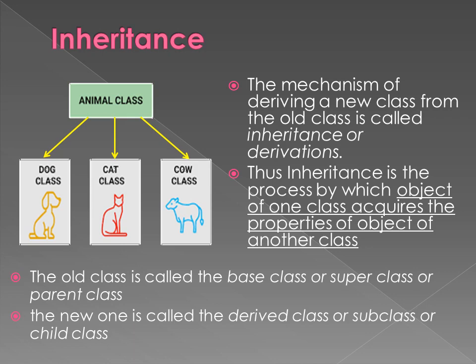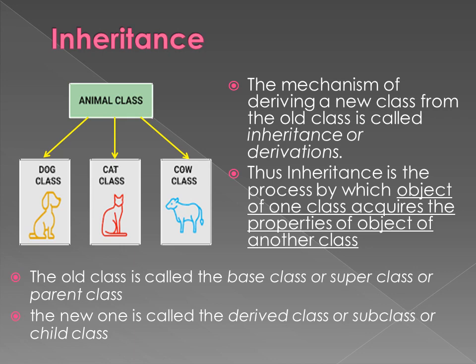Inheritance. The mechanism of deriving a new class from an old class is called inheritance or derivation. Thus, inheritance is a process by which an object of one class acquires the properties of an object of another class. Here, the old class is called the parent class, base class or superclass, and the child class is known as the new class, derived class or subclass.